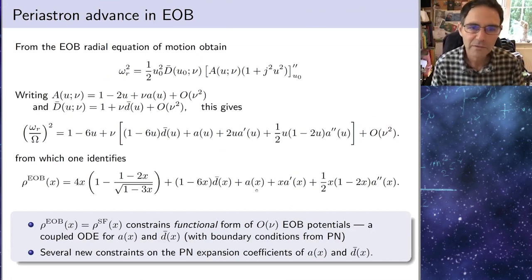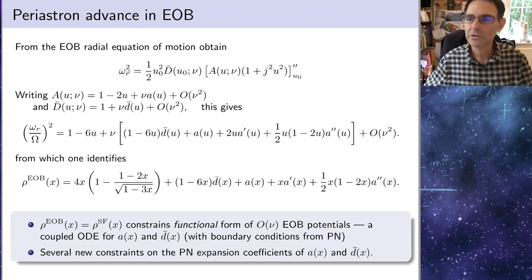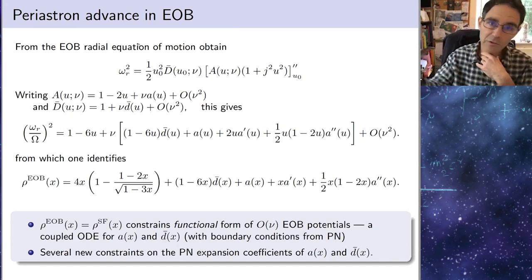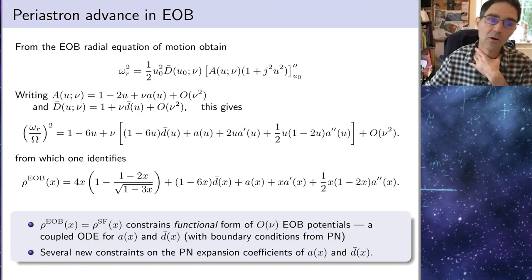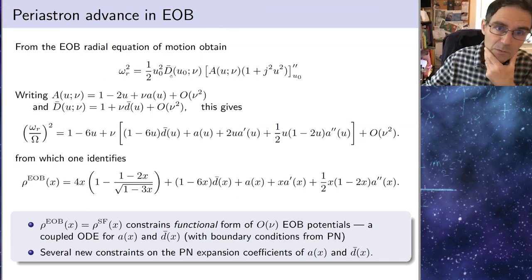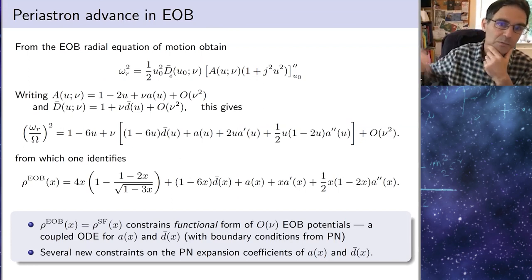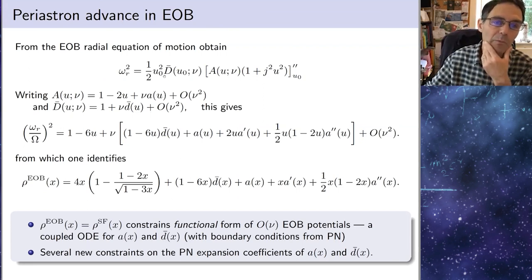And again, you can do it in EOB. So from the EOB Hamiltonian, you can write a radial equation of motion, and you perturb about a circular orbit, and that gives you also an expression for the radial frequency in terms of the EOB potential. Here you also have a dependence on the secondary potential, the D potential, associated with quadratic terms in the radial momentum.